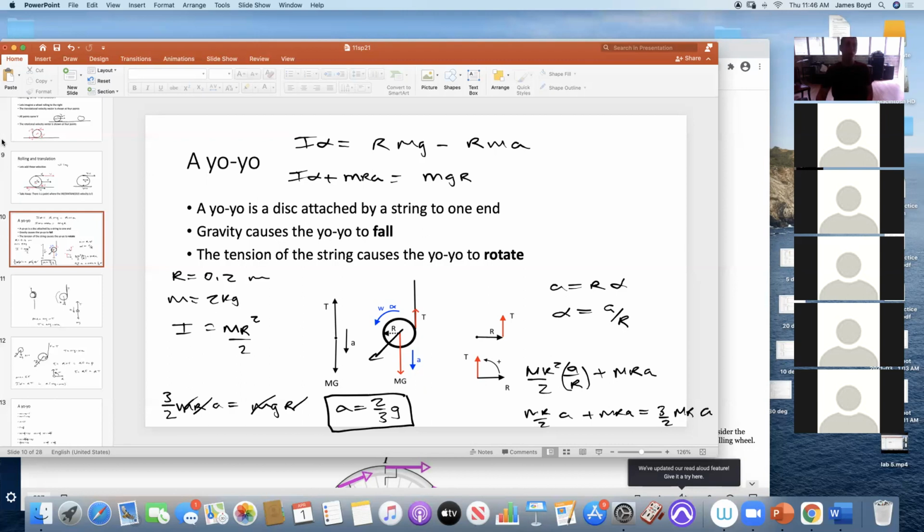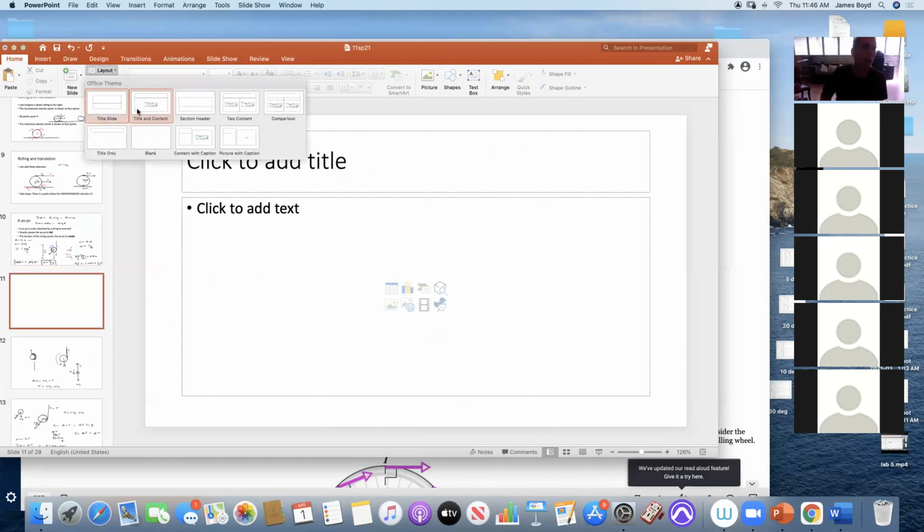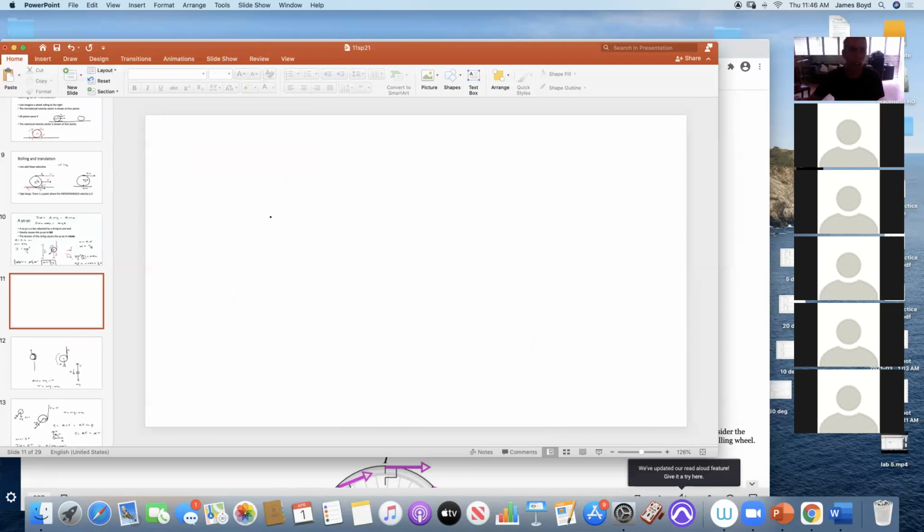Now, I want to talk about one quick thing about this that I made an assumption. What if instead of what I just did, I had the tension on the other side? So now the tension's on this side. And this is going to mean that this is going to rotate that way.